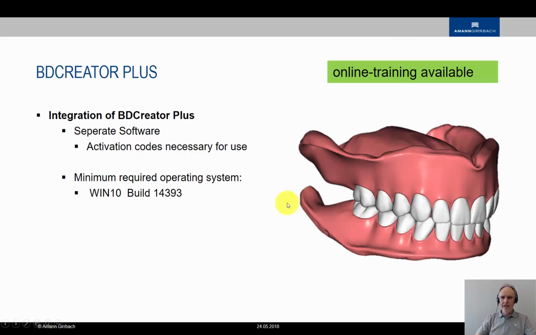Some more words about the BDCreator Plus. We have the software fully integrated now. It's a separate module. If you activate it, you need a license code, an activation code, and then you can create the BDCreator dentures. The minimum required operating system is Windows 10, build 14393, so make sure that you have the latest updates on your system. Even here we are offering online trainings. Visit our homepage, go to the trainings area, and there you can book online trainings for this module.